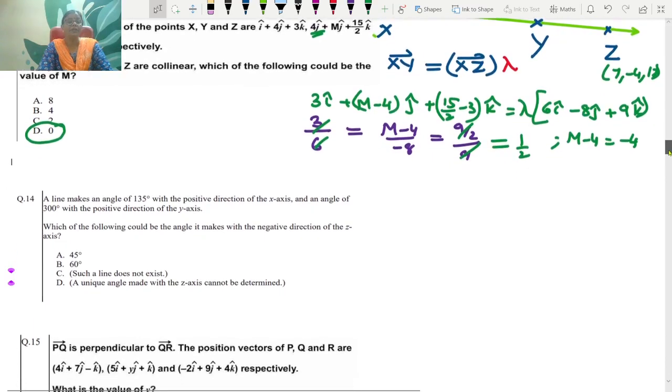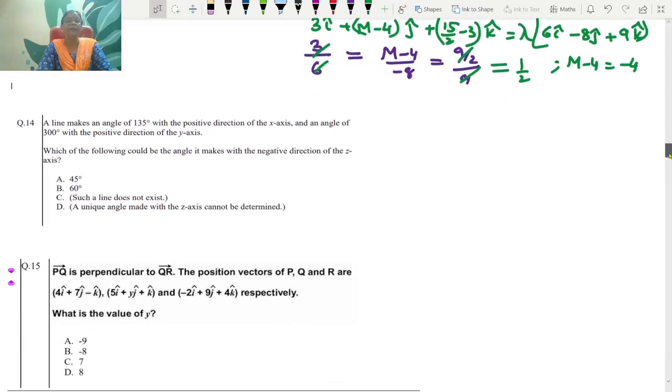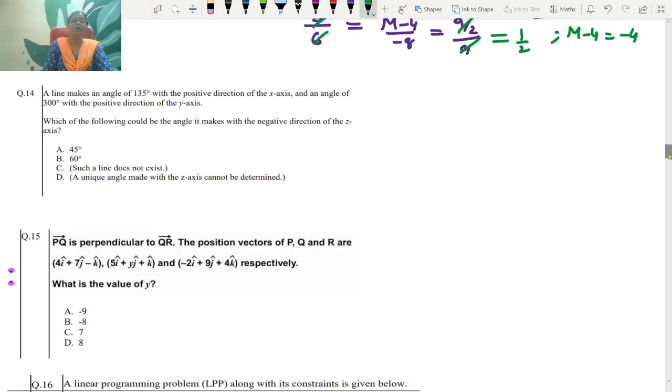Now the next question is: a line makes an angle 135 degree with the positive direction of x-axis and an angle of 300 degree with the positive direction of y-axis. You have to find the angle it makes with the negative direction of z-axis.